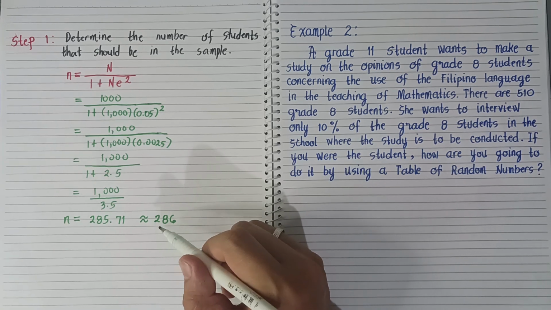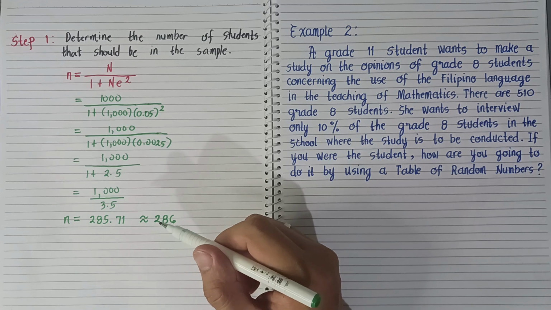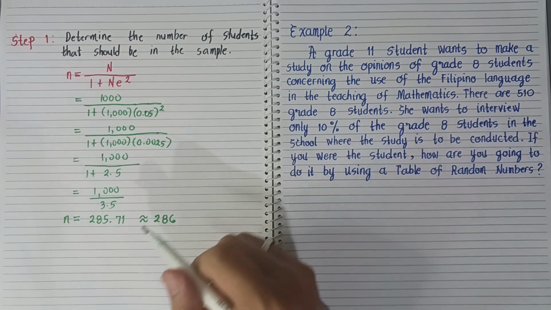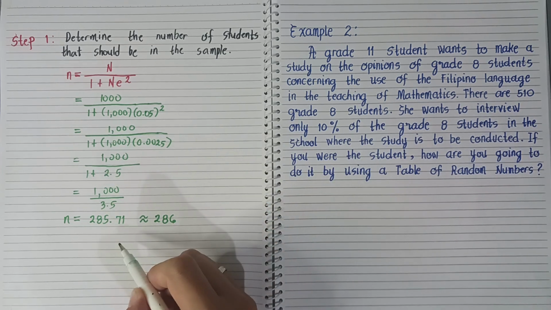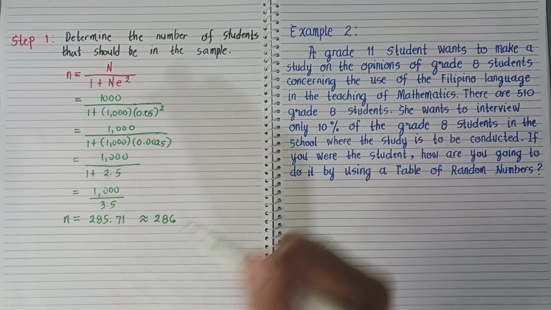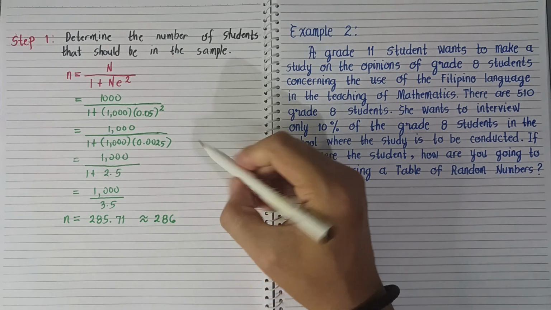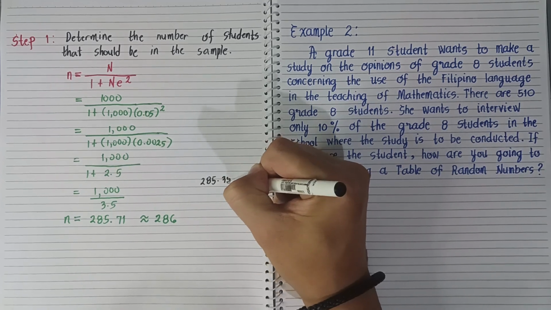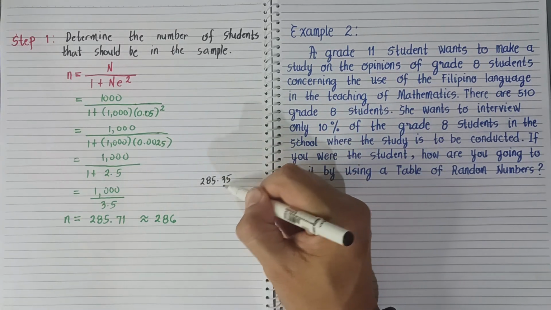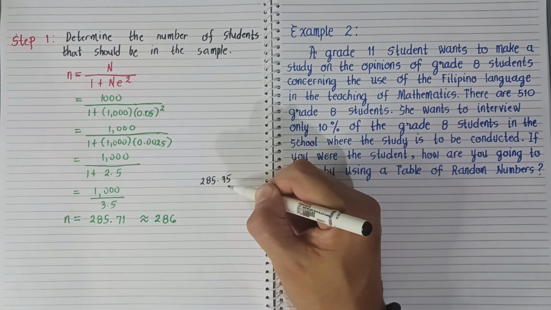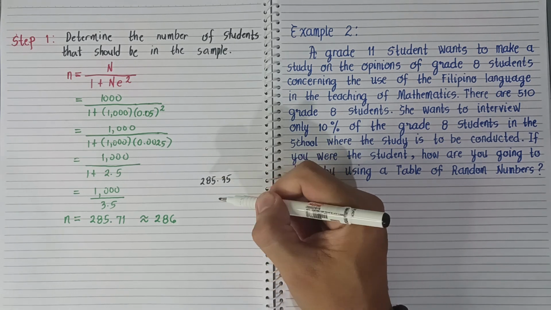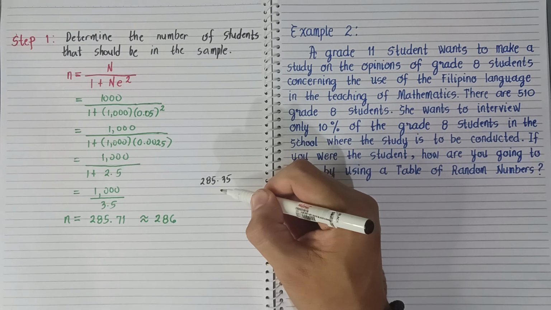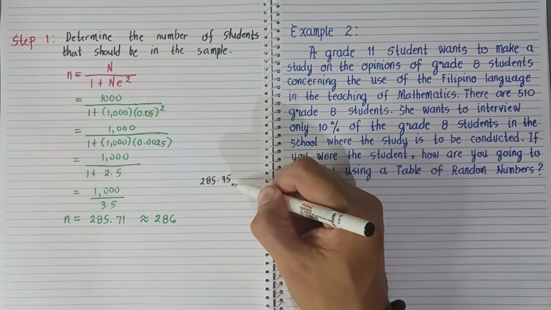Okay? And by the way guys, kapag nagko-compute tayo ng Slovin's formula, hindi tayo nag-round down. Say for example, halimbawa, nakakuha tayo ng sagot na 285.35. 'Di ba kapag nag-round off tayo, ito ay 285 naman talaga. But using Slovin's formula, hindi tayo mag-round down. So, still, ito ay magiging 286.